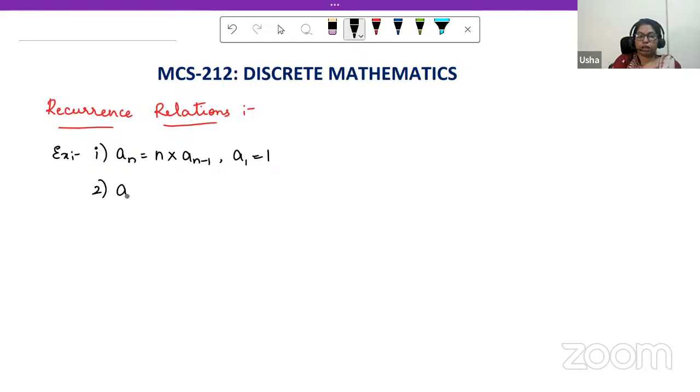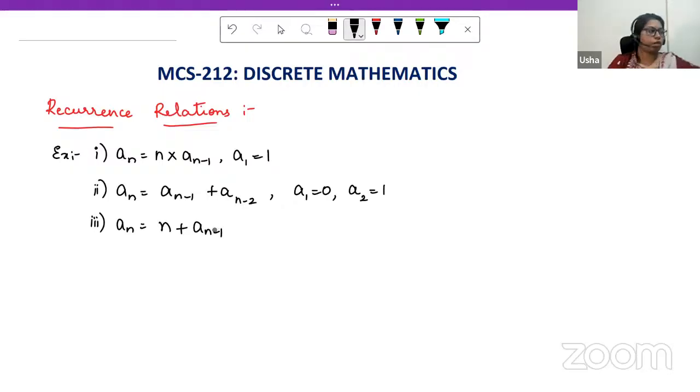This is one example. This is nothing but the factorial. Then an = a(n-1) + a(n-2) with a1 as 0 and a2 as 1. This is the Fibonacci series. Suppose you want to find out the sum of n natural numbers, then an is n plus a(n-1). Okay, this is the sum of natural numbers. Here also a1 is 1. So these are different examples. This is factorial, and then this is the Fibonacci series.